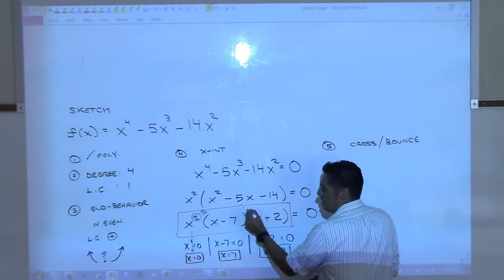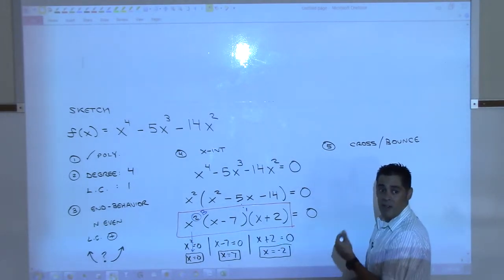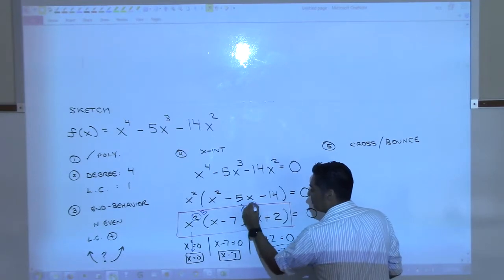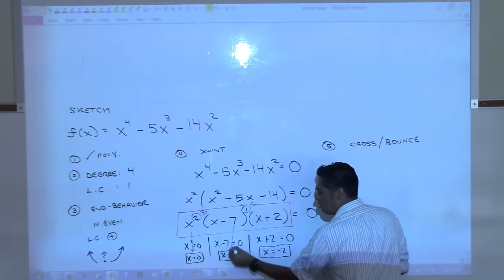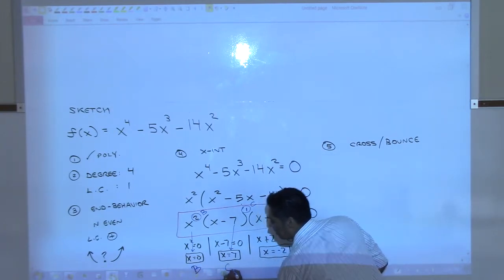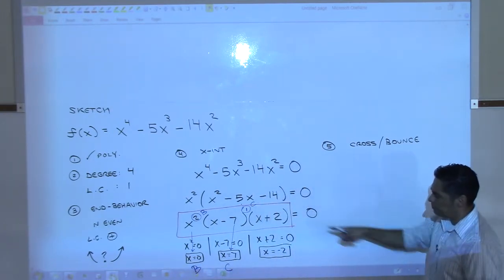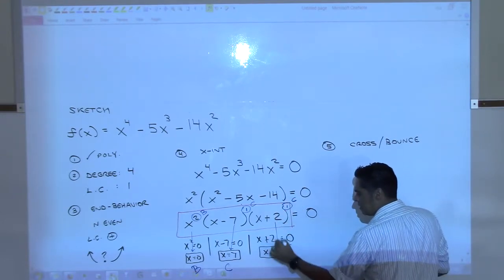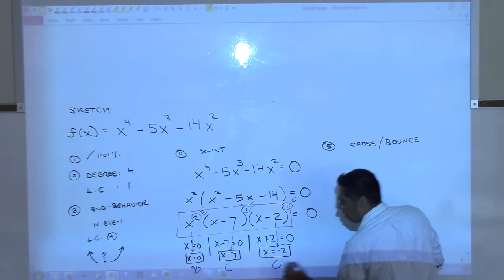So if it's not there, it's a 1, right? And 1 is odd, and odd means cross, right? So that means this factor tells me that we will cross here. All right? So we're going to bounce here, we're going to cross here, and then what about the last one? We're going to cross again. It's 1. That's odd. We're going to cross. That means at that x-intercept, we will cross.